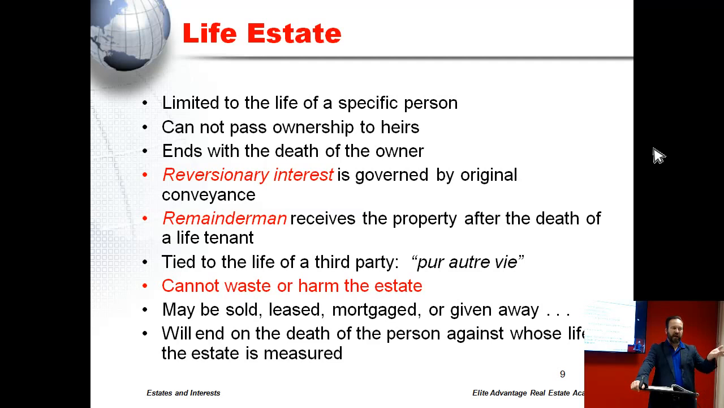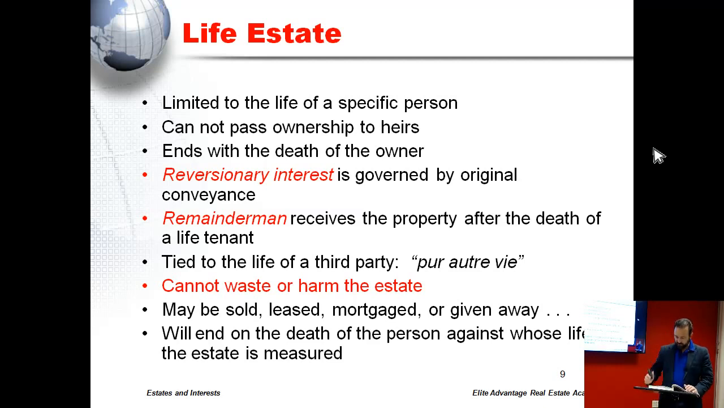So that means tied to a third party. It's tied to someone else's life. And then with the life estate, we cannot waste or harm the estate, which means we can't encumber the estate. We can't dispose of it. When they say waste, they mean that you can't sell it. You can't sell the property, right? But it may be sold, leased, mortgaged, or given away, which is interesting because you can mortgage it, but you can't waste or harm it. And it will end at the death of the person whose life it's measured against.